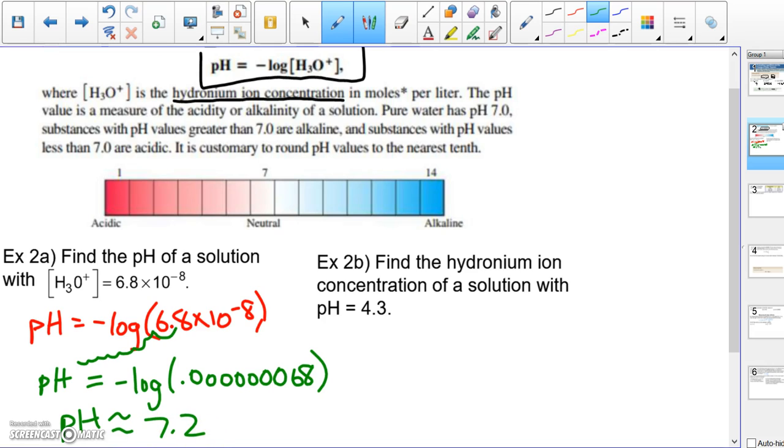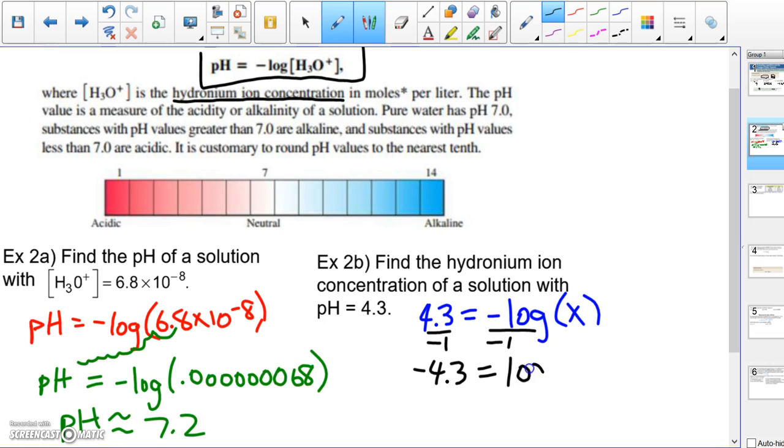Example 2b, find the hydronium ion concentration of a solution with pH equal 4.3. So that one goes backwards. They give you the pH, so they're giving you the left side of the equation. And they're asking you for that H3O positive. So to do this one, we're going to have to divide by the negative to get rid of that. So negative 4.3 equals the log. We're basically trying to isolate x here.